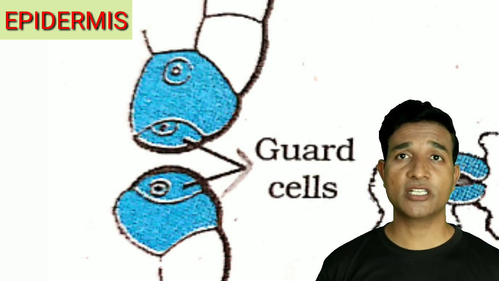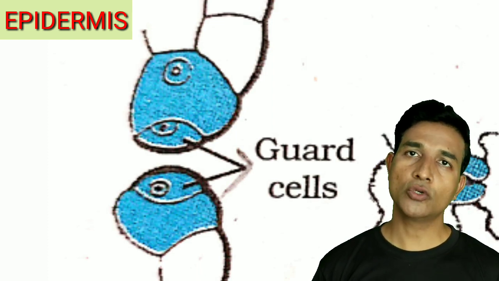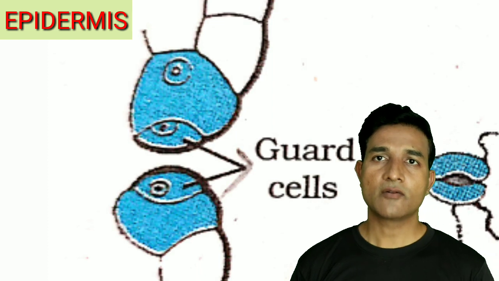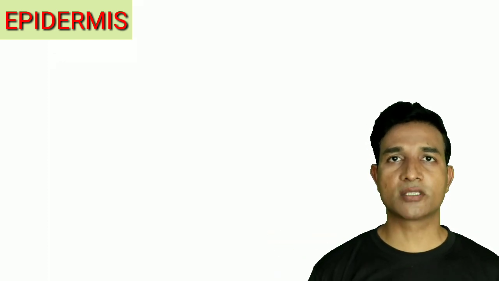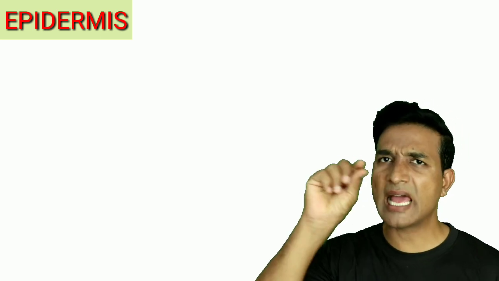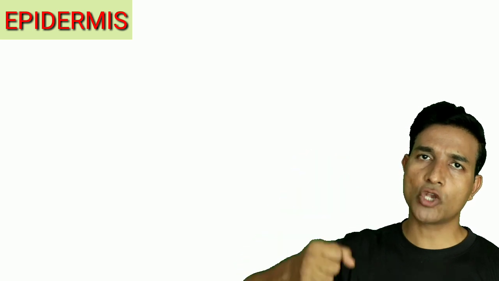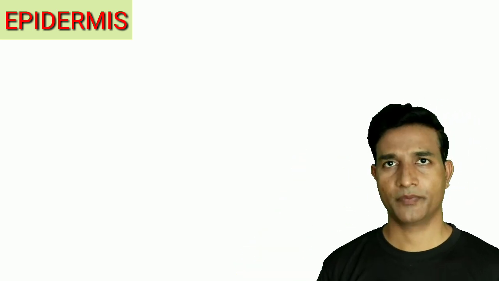And this transpiration is nothing but loss of water in the form of water vapor through stomata. Now coming to the epidermal cells of the roots, they help in water absorption, and they have hair-like structures which increase the total absorptive surface area.